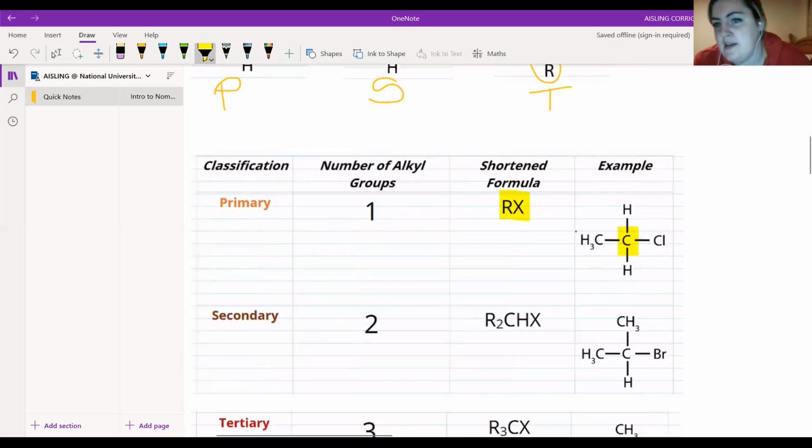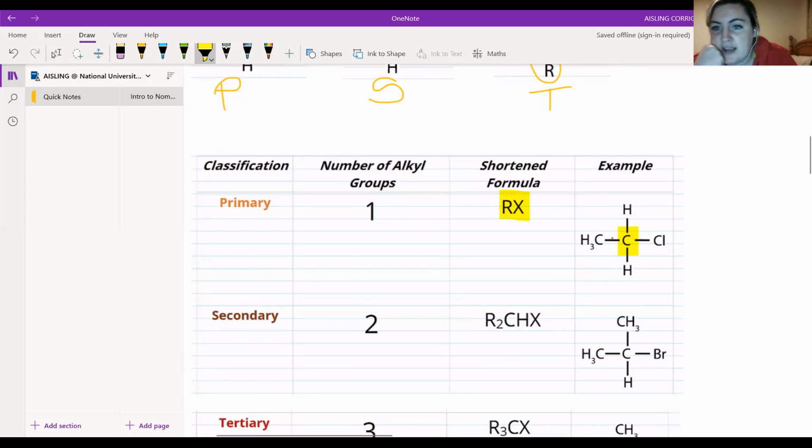So how do we name this? Again, we have to identify the longest parent chain, which is 2 carbons. Don't mistake that for a methyl group. It isn't. Chains can be written like this all the time. This is a straight up parent chain right here. 2 carbons. It's also saturated. It's going to be an ethane.